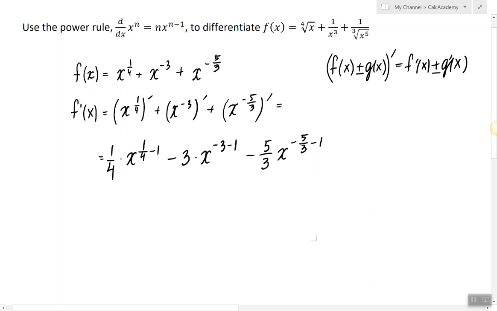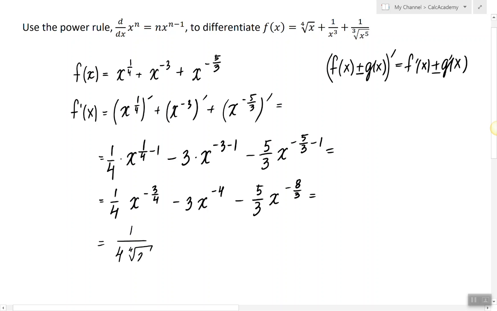And now I just have to simplify the result. And if we want to write it without negative exponents, we can write it like this. So this is how we use the power rule to differentiate the function.